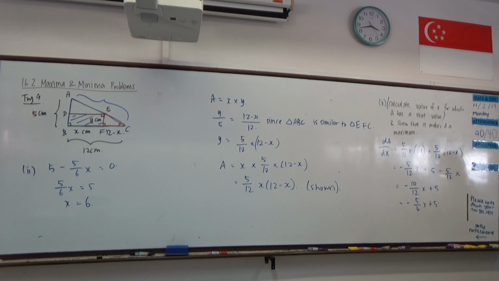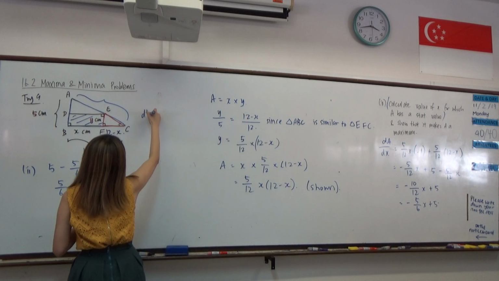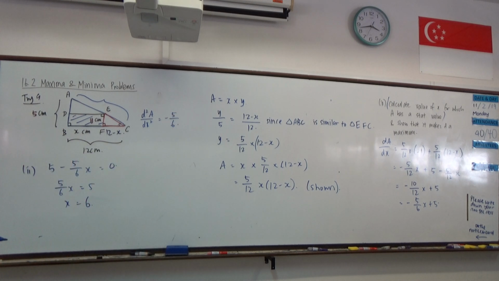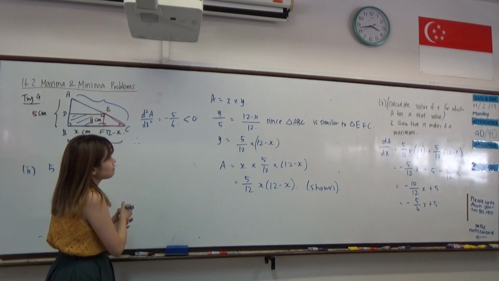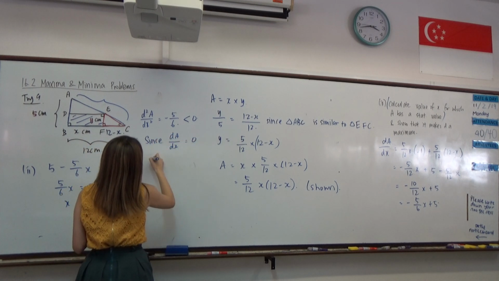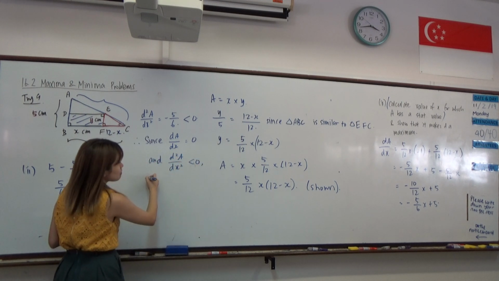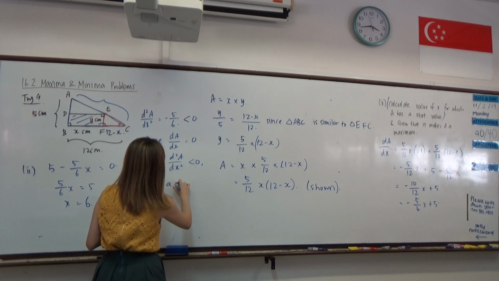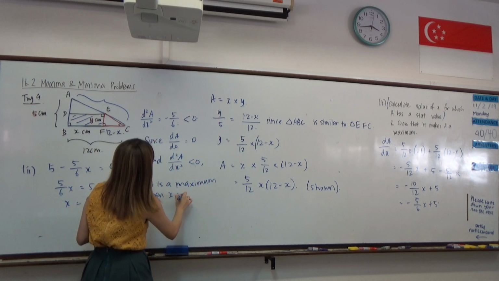Then after that, to show that it's a maximum, we will do our second derivative. So this one is simple. We will get -5/6 and that is going to be less than 0. So therefore, since dA over dx equals 0 and d2A over dx squared is less than 0, A is maximum when x equals 6.